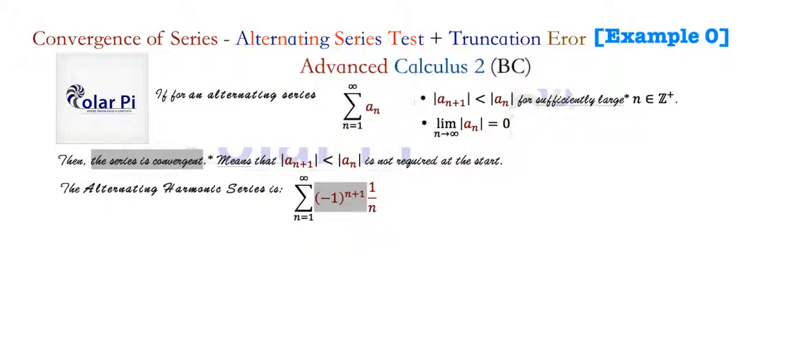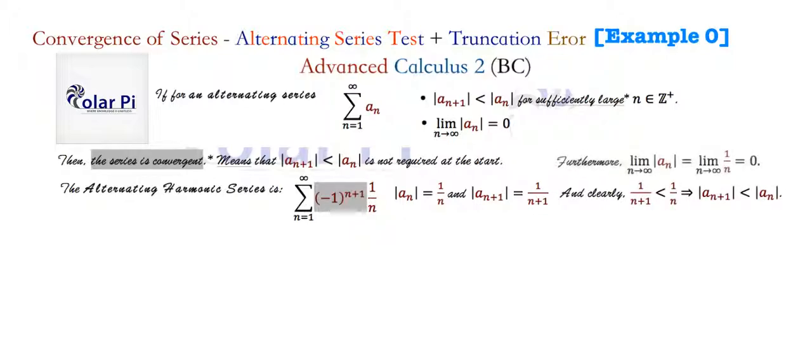First, we put it through the first criterion, which is we look at the absolute value of a sub n and the absolute value of a sub n plus 1, which are this and this respectively. And clearly 1 over n plus 1 is less than 1 over n, meaning the first criterion is met. And then it's pretty easy to see that the second criterion is also met. And therefore, by the alternating series test, the alternating harmonic series converges. So this is how you apply the alternating series test.